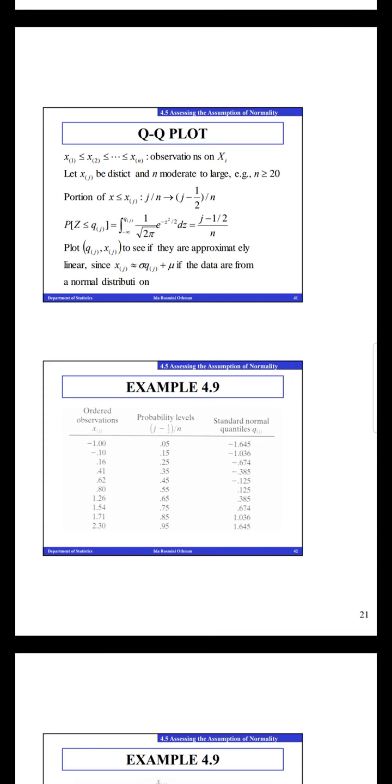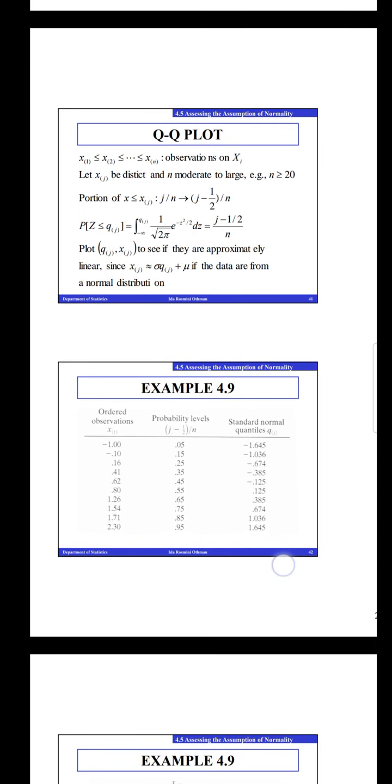Okay, the second row, macam mana dia dapat 0.15? It will be 2 minus half divided by 10. Okay, you try, you akan dapat 0.15 sehinggalah you buat satu-satu sehingga the last row. How we get 0.95? It will be 10 minus half divided by 10. You akan dapat 0.95. So now kita dah ada ordered observation dan juga probability levels. We have these probability levels to find the quantile. The last column tu, the third column adalah standard normal quantile.